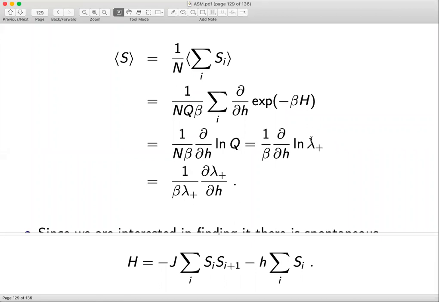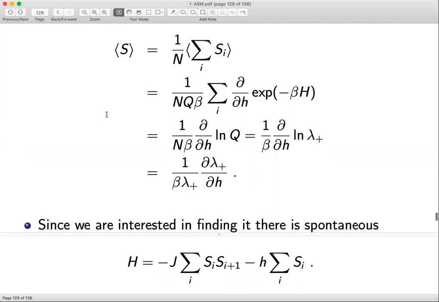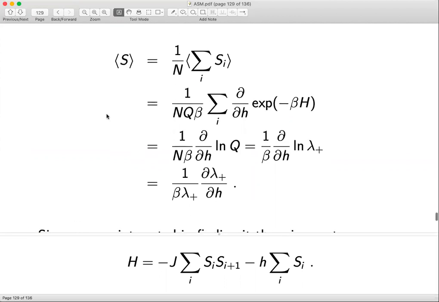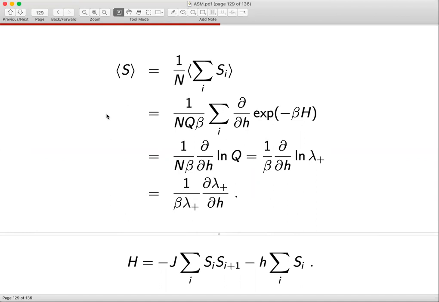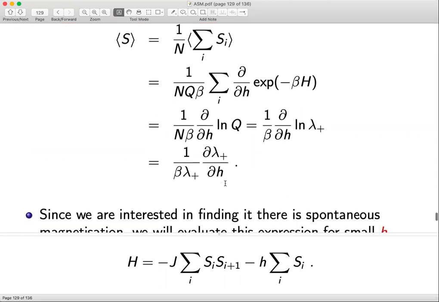But this quantity is trivial. You could write that as 1 over beta lambda plus times del lambda plus by del h. So that is this quantity. Is that fine? Straightforward manipulation in some sense. All you have to do is to realize that when you put this h in the exponent, derivative with respect to h would bring down this quantity. Rest all just follows after that.